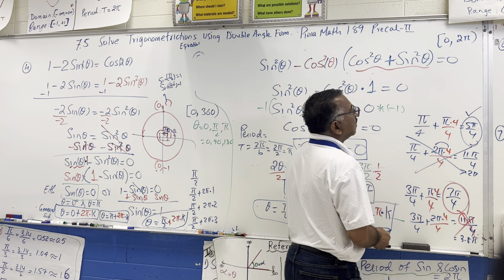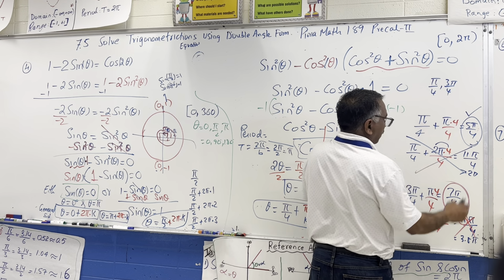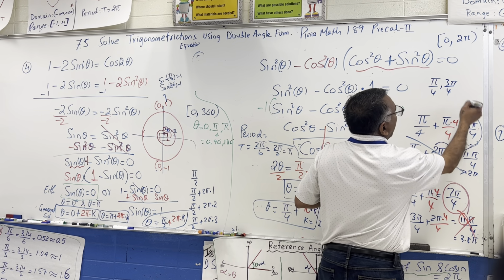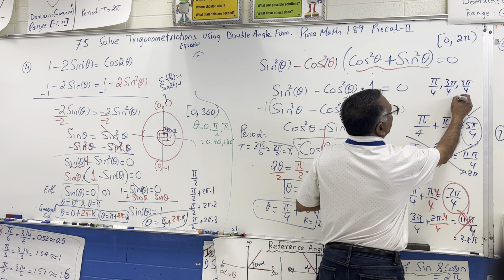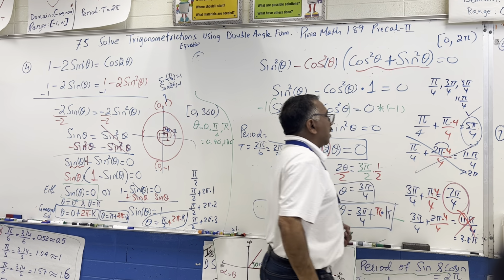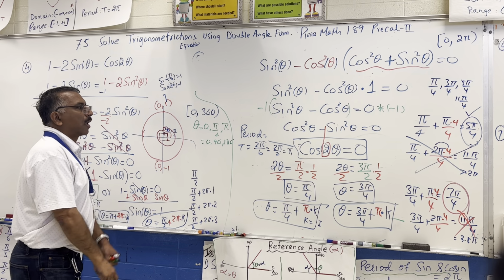So your answers, if the question is asked from 0 to 2 pi, are pi by 4, 3 pi by 4, then 5 pi by 4, and 7 pi by 4. Hope that helps.